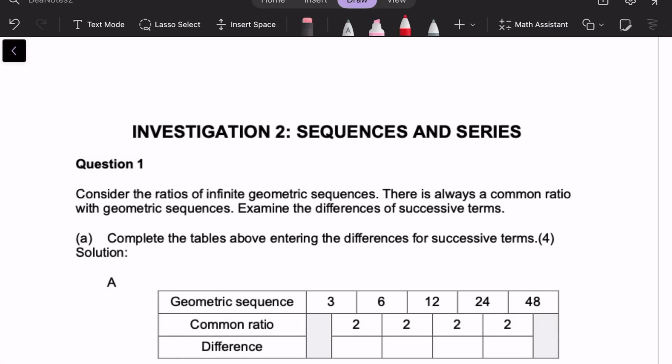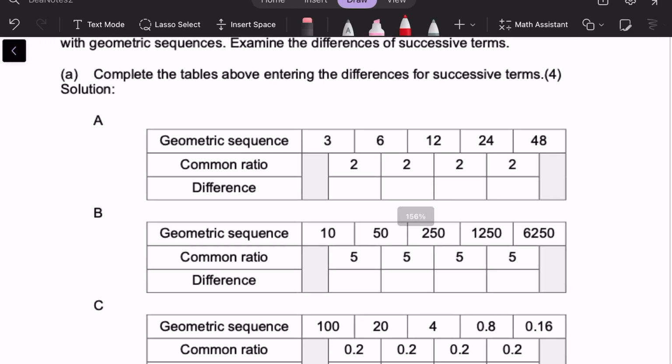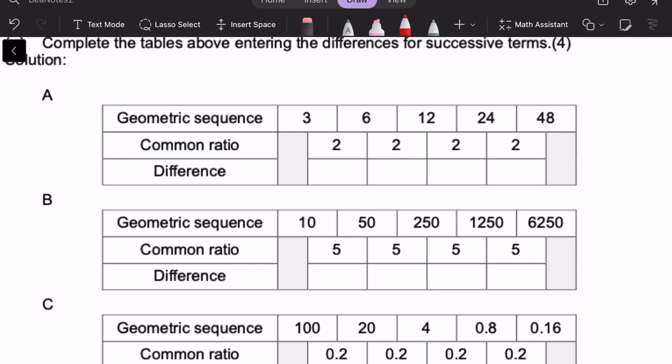Okay, so let's first start off with question 1. Question 1 consists of several tables where the geometric sequence and common ratio are given, but we are asked to find the difference. So we're just going to do some simple subtraction to find the difference. You take one term and subtract the term before it. So for A, 6 minus 3 is 3, 12 minus 6 is 6, and so on, just fill them all in.